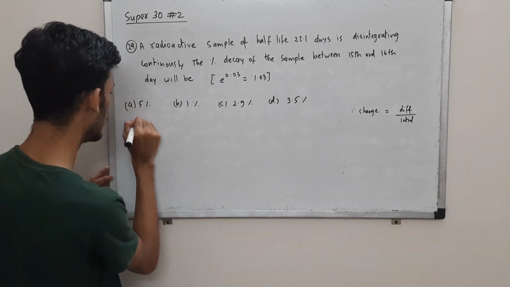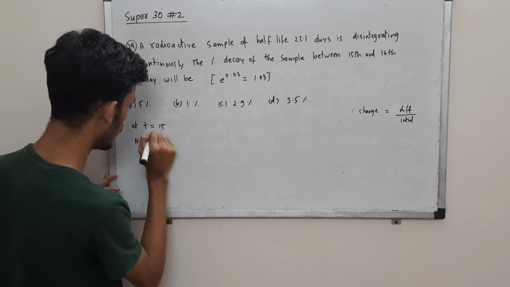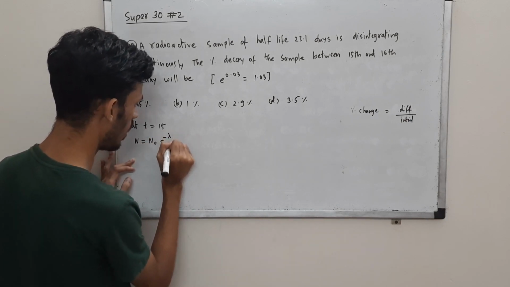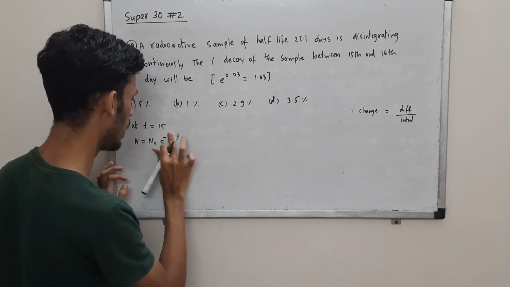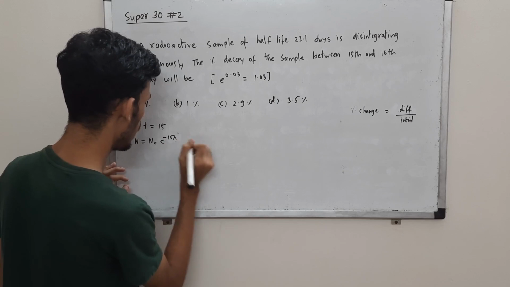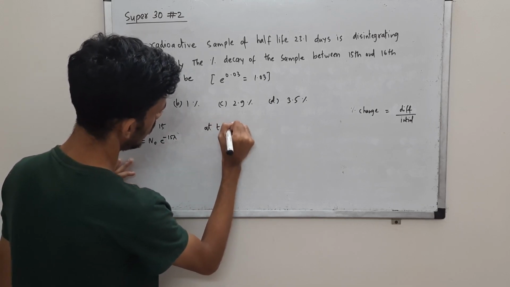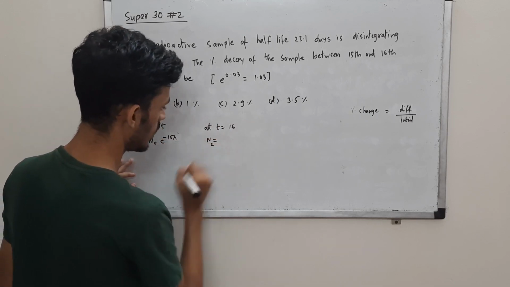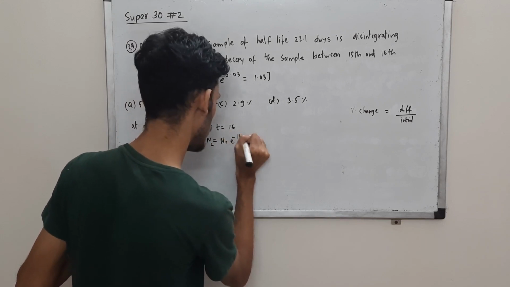So at the 15th day, at t is equal to 15, what will be the concentration? You can use the radioactive law, n is equal to n0 e raised to minus lambda t. T is 15 in this case, so I can write 15 lambda. And at t is equal to 16, similarly, I'll write this as n1 and this as n2, so this will be n0 e raised to minus 16 lambda.